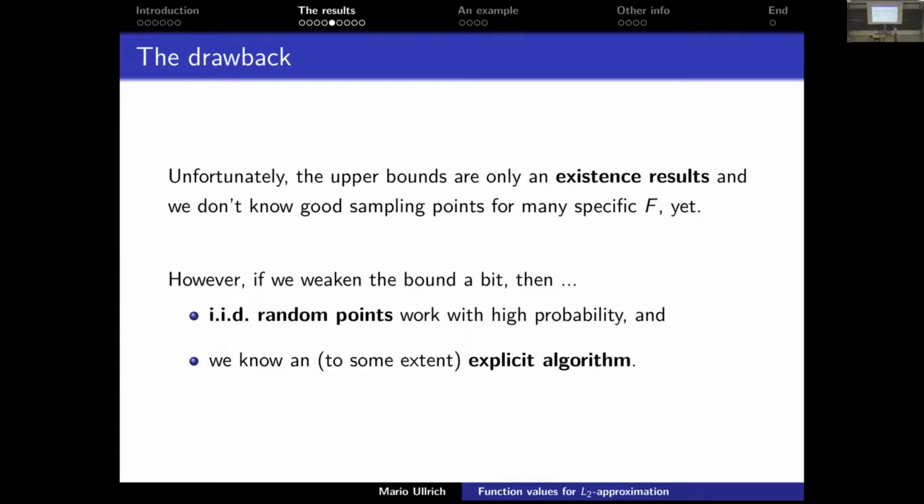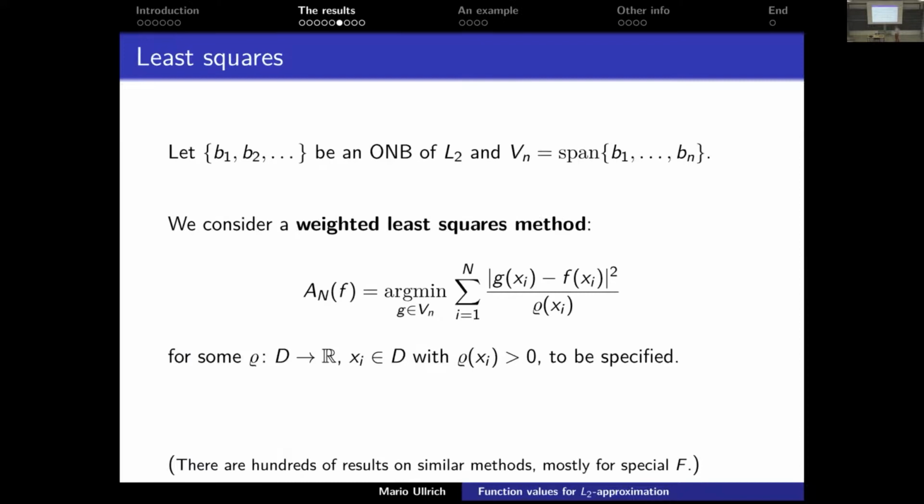But what we can do is weaken the bound a little bit, and then we can prove that IID points work with high probability, and we even know an explicit algorithm. What do I mean with IID points? I don't mean that you have for every f some new points. This would be a randomized setting. I draw random points, and with very high probability, these points work for every f in my class. It's still a deterministic worst case bound, but it holds with high probability. That's more like a data science setting. This setting is not so usual in our community, but it's popular in the world by now.